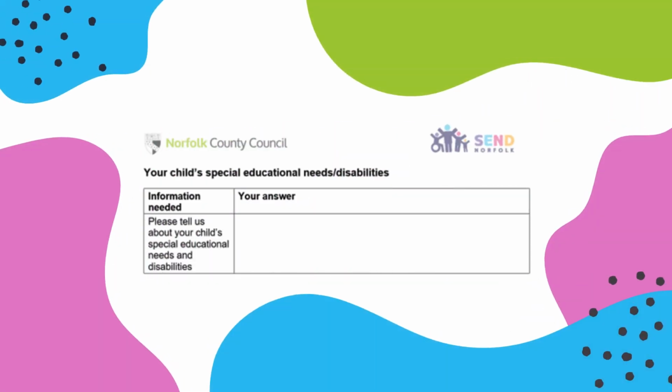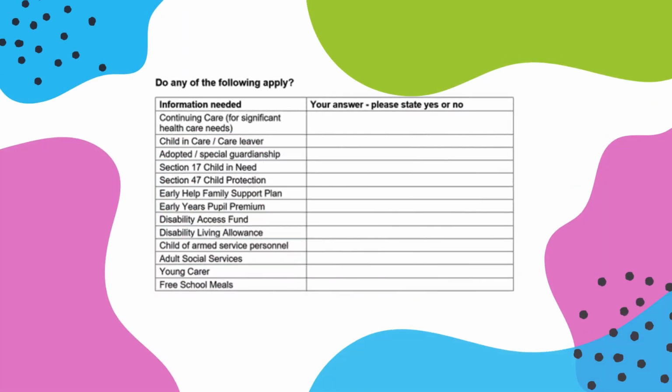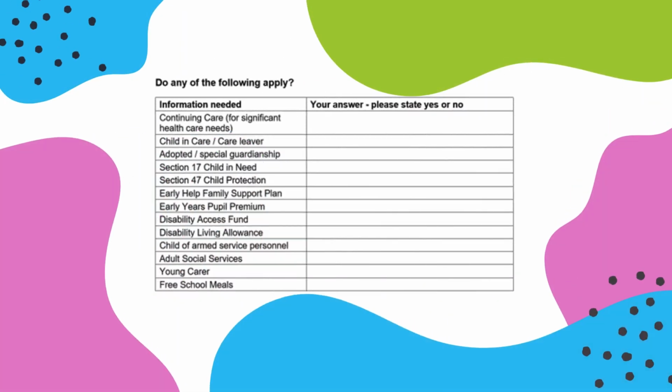The next section asks for details about the child's special educational needs. If more space is needed, then a separate sheet can be used. If this is the case, then you will need to write in this box something such as, "Please see attached document named Appendix 1." The following section is a list which just requires a yes or no answer next to each box.